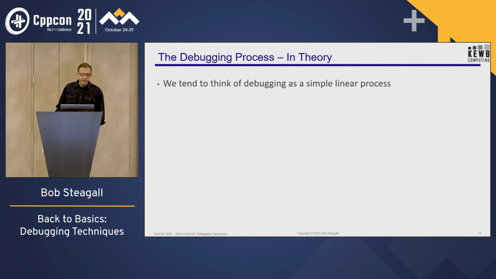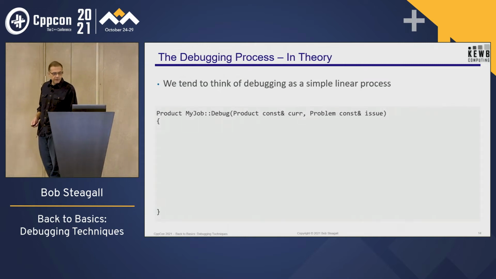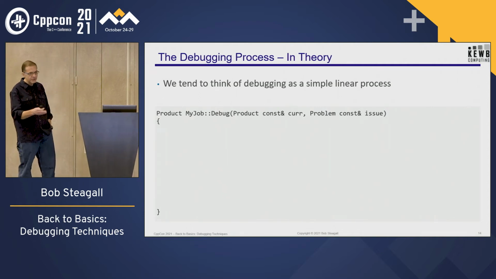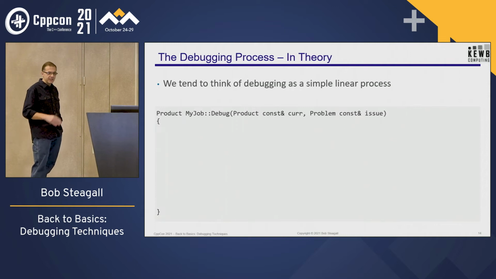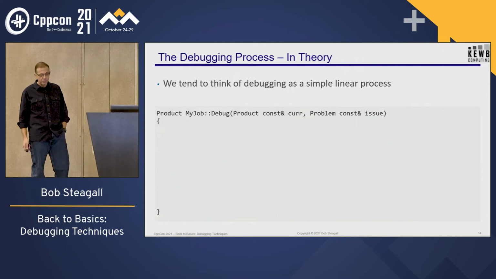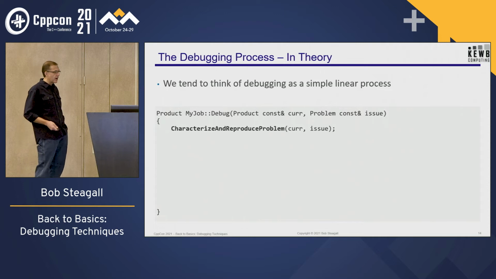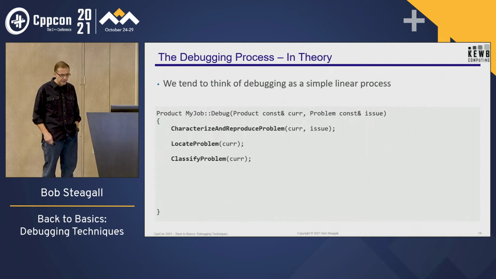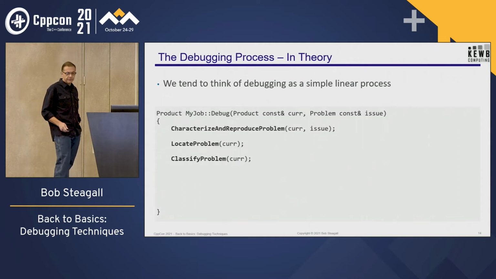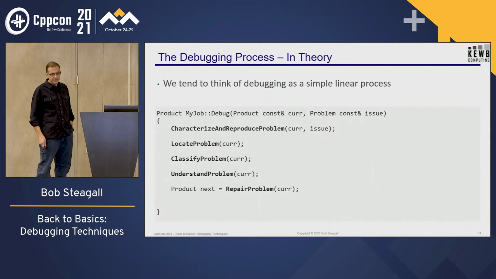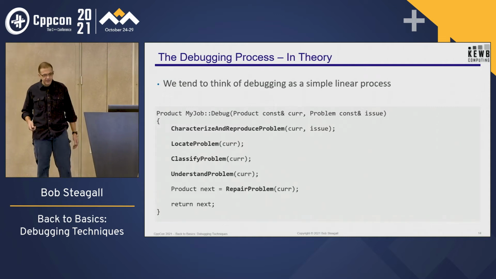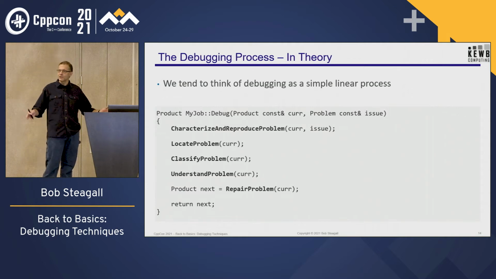So we tend to think of debugging as a simple linear process, right? And so let's pretend I'm writing a function that describes the process. So my job is to do some debugging. The input is a product and a problem report. And so I try to characterize and reproduce that problem. I try to locate that problem. I try to classify that problem, right? Try to understand it. Then I create a new version of the product where I think I fixed it, and then I return that, right? Life is good.